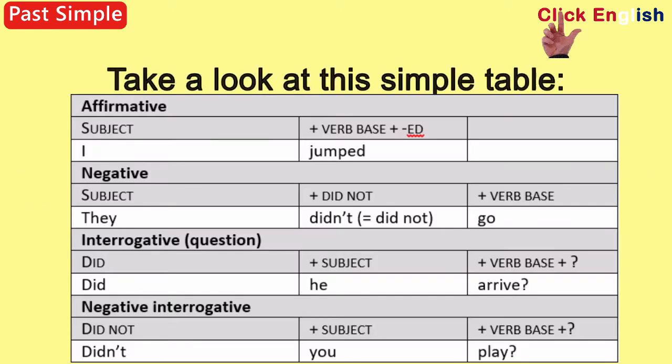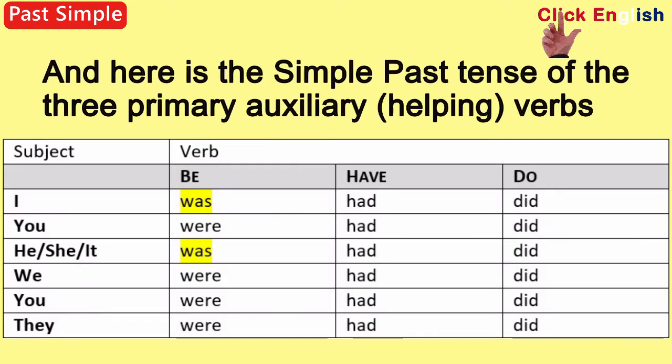Take a look at this simple table. It has all the information you need to make the past simple tense for regular verbs. And here is the simple past tense of the three primary auxiliary or helping verbs.